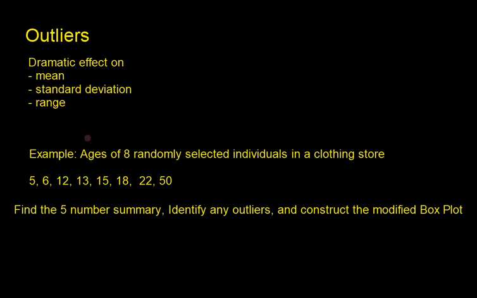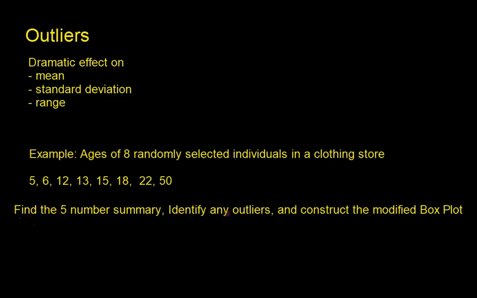Okay, so in this video, we're going to discuss how do you identify an outlier, and then we're going to discuss how to make the box plot slightly different so that it notes the outlier. All right. So I have the ages of 8 randomly selected individuals in a clothing store. Okay, so this looks like a clothing store for relatively young people.